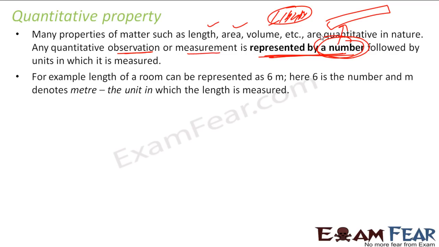The examples I told, right? Length of the room is 6 meter, 7 meter. Here if you see, 6 is a number and meter is a unit. So it will have a number and a unit. Those kind of things are called quantitative property.